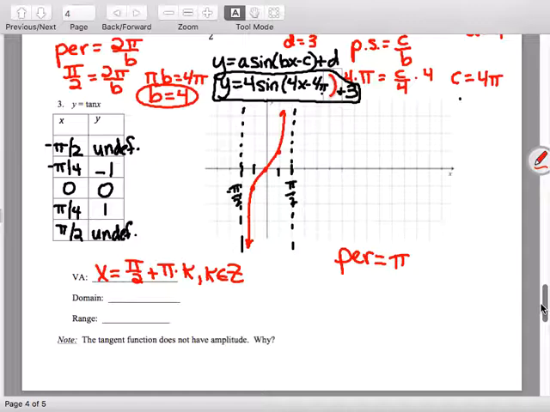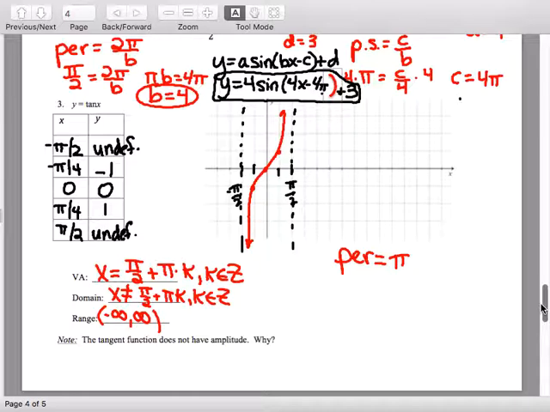Now, since k is an integer, k can be negative 1. So pi over 2 minus pi gives me the one on the left. The domain is everything but the vertical asymptotes. So the good news is you're essentially rewriting the vertical asymptote with a not equal to. My range is negative infinity to infinity because the graph goes down forever and up forever. And range are the y values. Domain are the x values. So this is the parent graph.